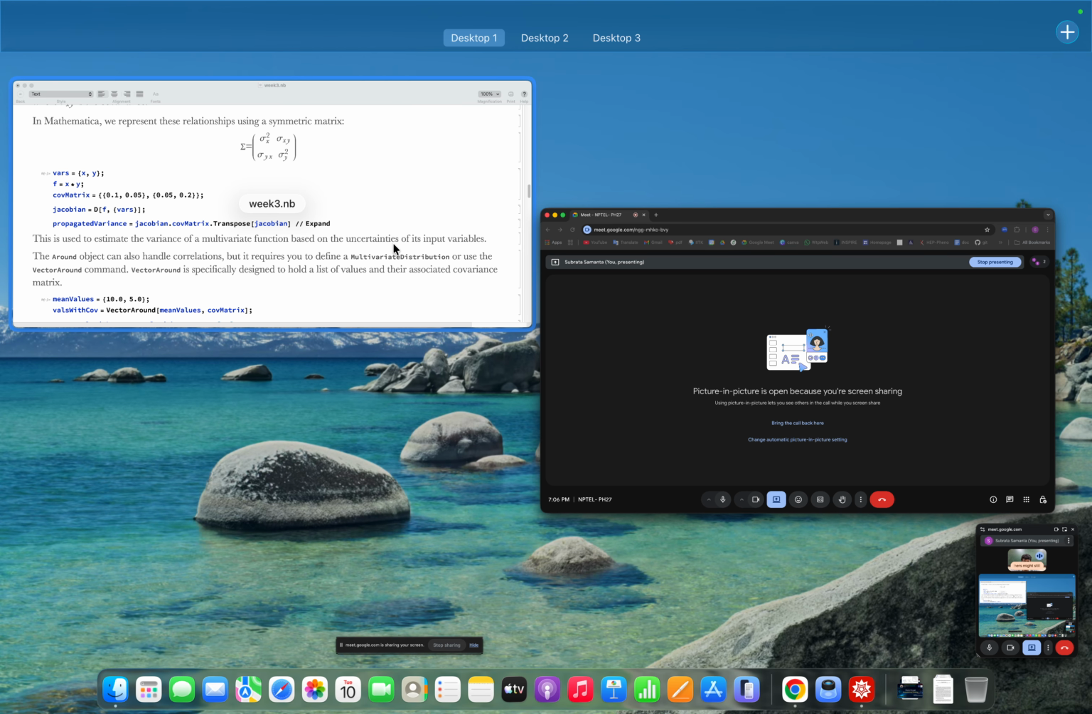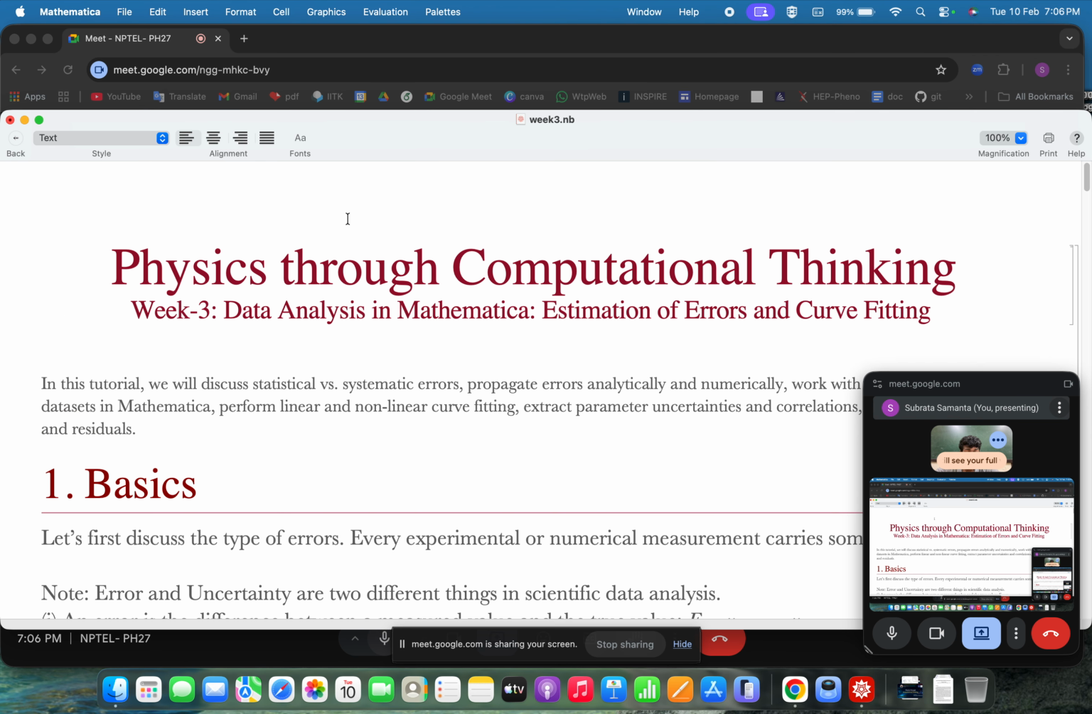Okay, so today we'll discuss the data analysis in Mathematica, so estimate of error and the curve fitting. So in these tutorials we will discuss the statistical versus systematic errors, and propagate errors analytically and numerically as well.